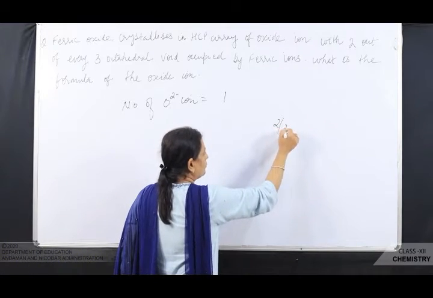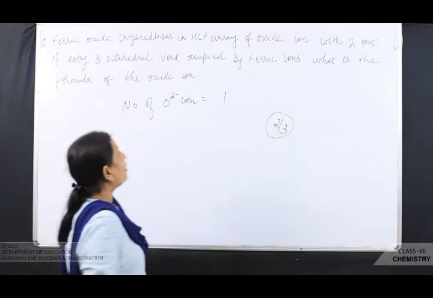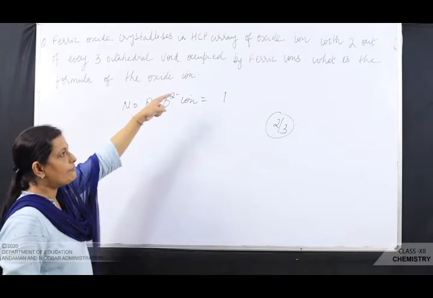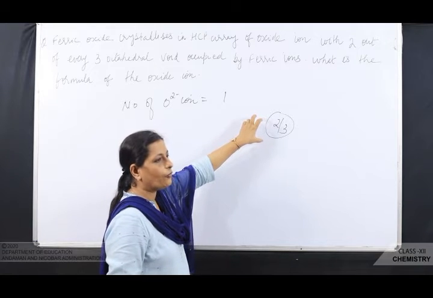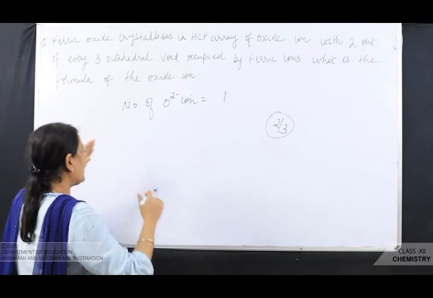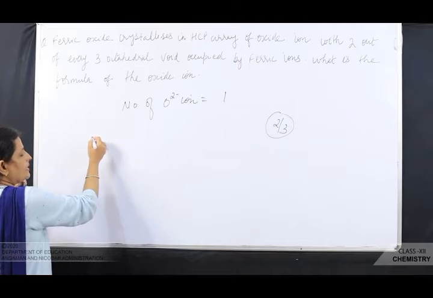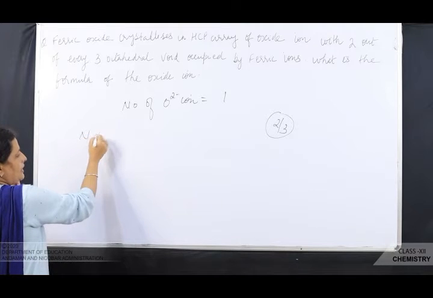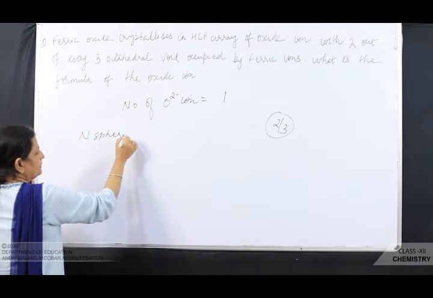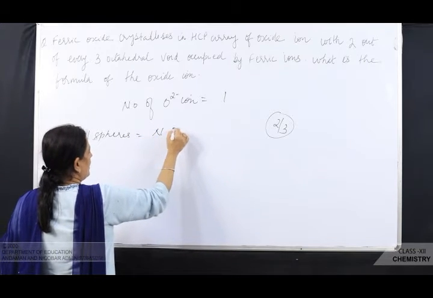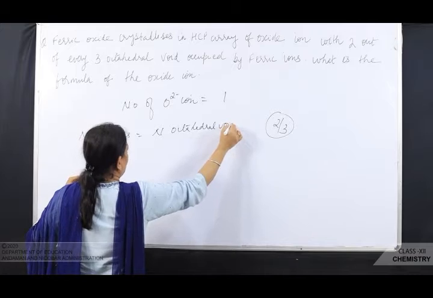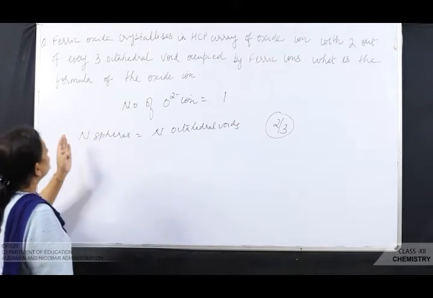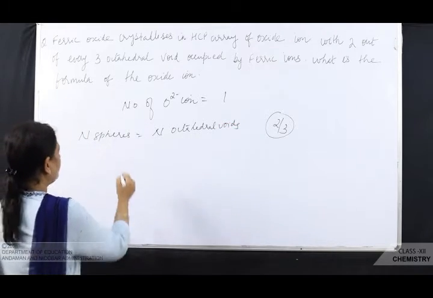2/3. 2 out of every 3 octahedral voids are occupied by ferric ions. So, 2/3 of the octahedral voids are occupied by what? Ferric ions. And what is the relationship between the number of spheres and octahedral voids? N spheres is equal to N octahedral voids. So, what will be the number of ferric ions?